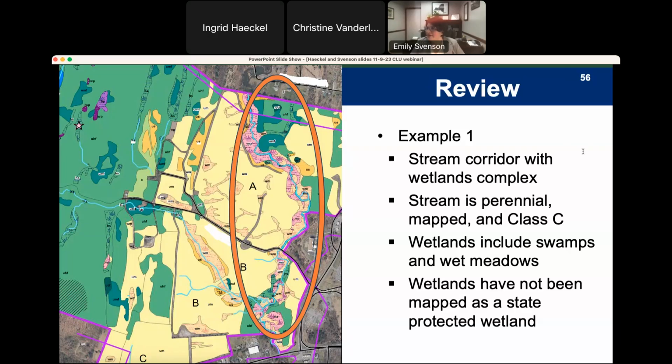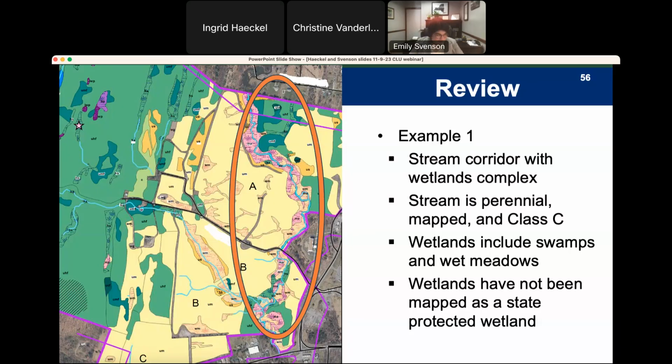All right, terrific. Right, this stream is not regulated by New York State because, although it's perennial and mapped, it's a Class C. It's not a C(T). So that will not be a New York State regulated stream. The wetlands along the stream, are they regulated by New York State? No, that's correct. They're not, because they are not mapped as state regulated wetlands. But they may be in 2025 if they add up to 12.4 contiguous acres, which they may.